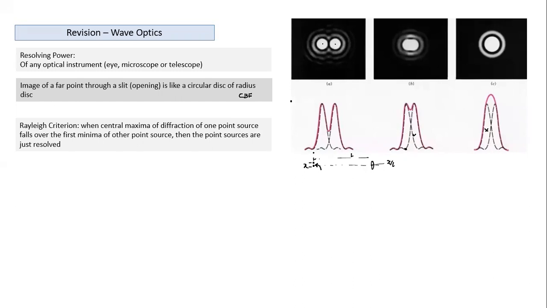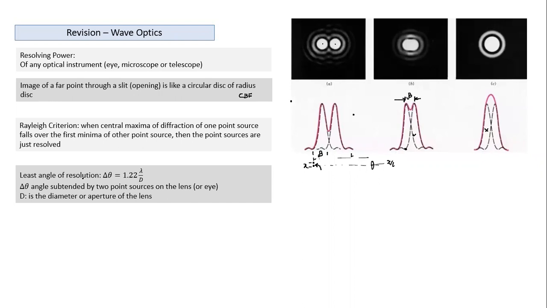If each point has a fringe width of beta, meaning from the central maxima to its minima the distance is beta, it means the distance between the two maxima has to be greater than beta. Then only can you resolve the points. This formula we arrived at for diffraction was for a slit kind of source. For a point source, we have to make a small correction. So what is the least angle which we can resolve?